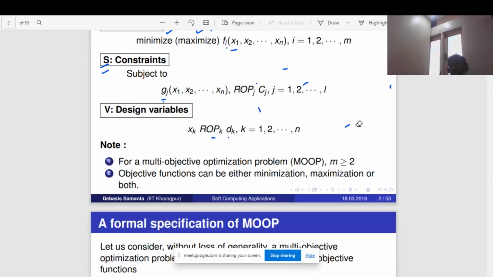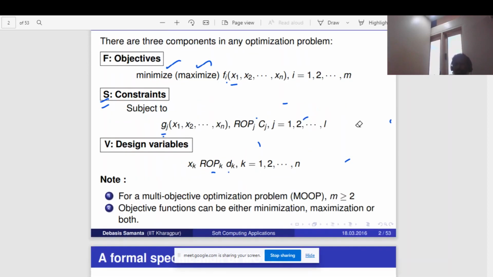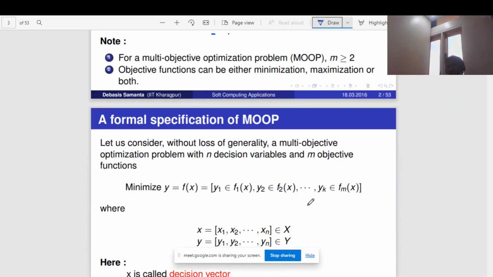So as a whole, the takeaway point is that in a multi-objective optimization problem, you will have more than one function, and some of these functions should be maximized and some minimized. Here is a note. For a multi-objective optimization problem, m will be greater than or equal to 2. If m is 1, then it is a single objective function. Objective functions can be minimization, maximization, or both, meaning for a combination of functions, some you want to minimize and some you want to maximize.